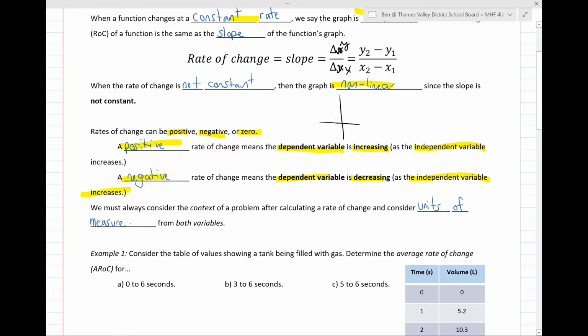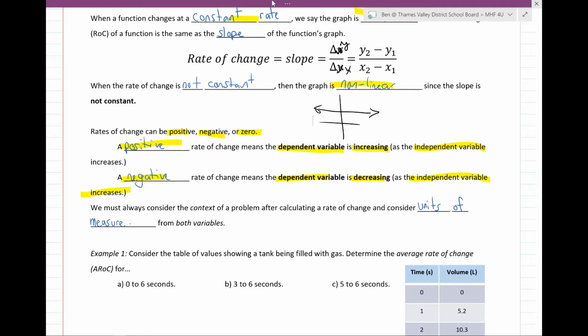Now when we see them on a graph, and I know you've seen this before, a positive rate of change will look like this. It's going up as we look from left to right. A negative rate of change will look like this. It's going down as we look from left to right. And a constant rate of change, a zero rate of change, looks like this, where it's not changing as we go from left to right.